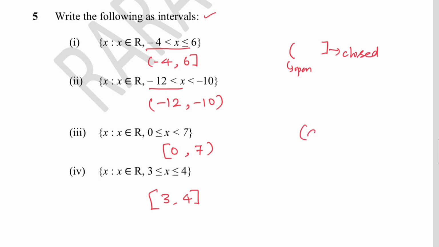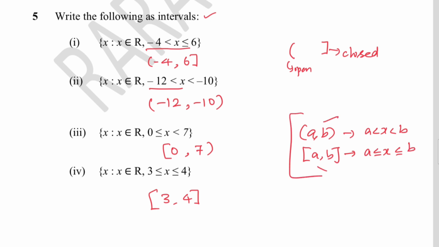So that means, for example, (a, b) means both a and b are not included. It is a less than x less than b. When I say [a, b], that means a less than or equal to x less than or equal to b. Both the values are included. So this is an open bracket, this is a closed bracket. We call this open, and this closed.